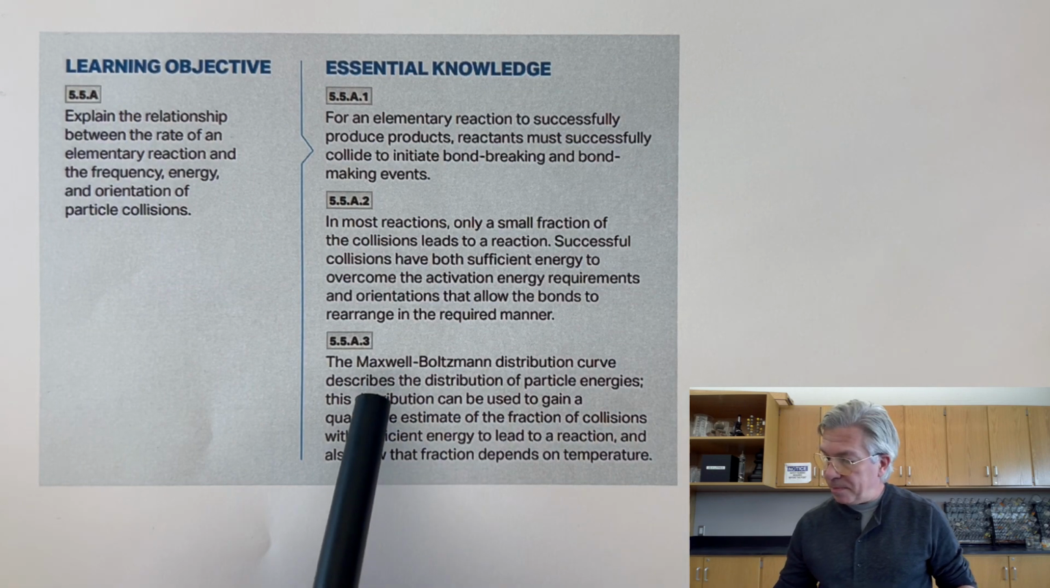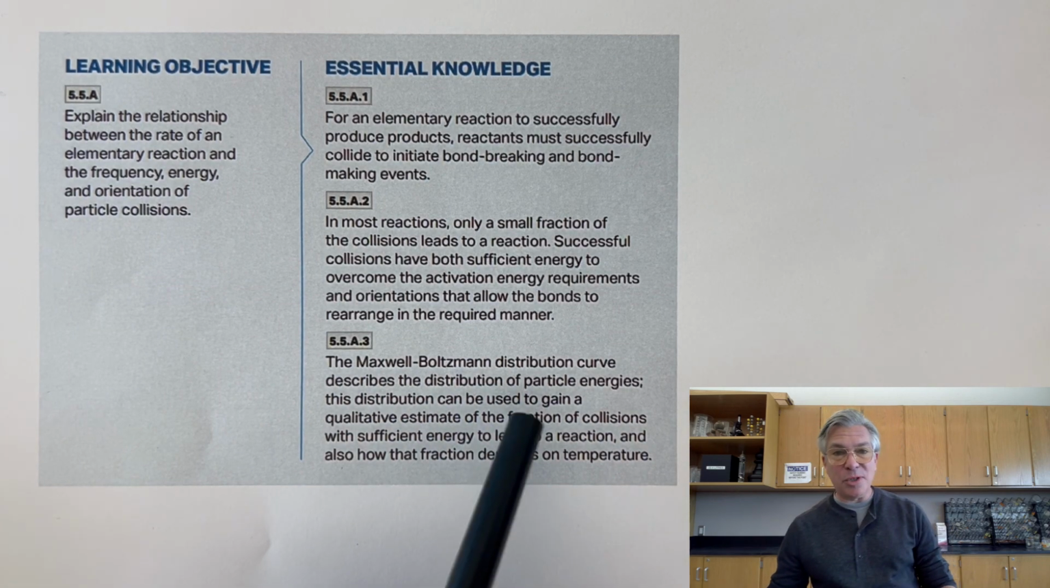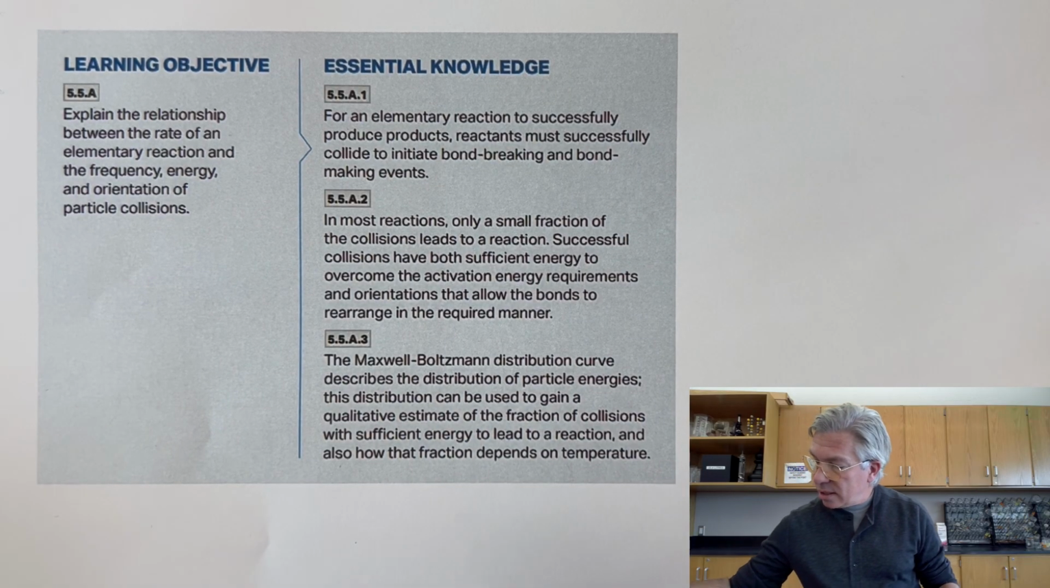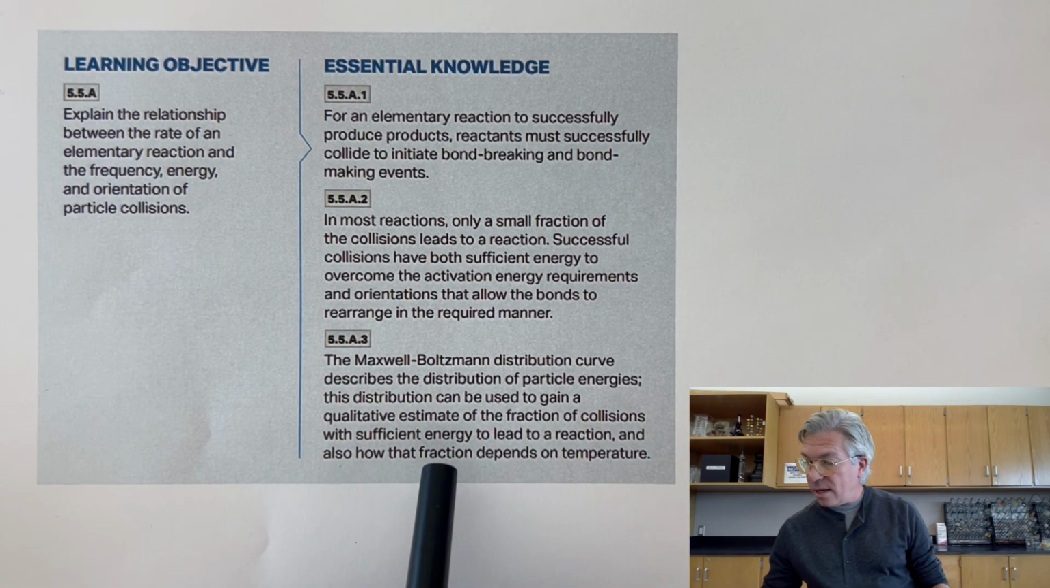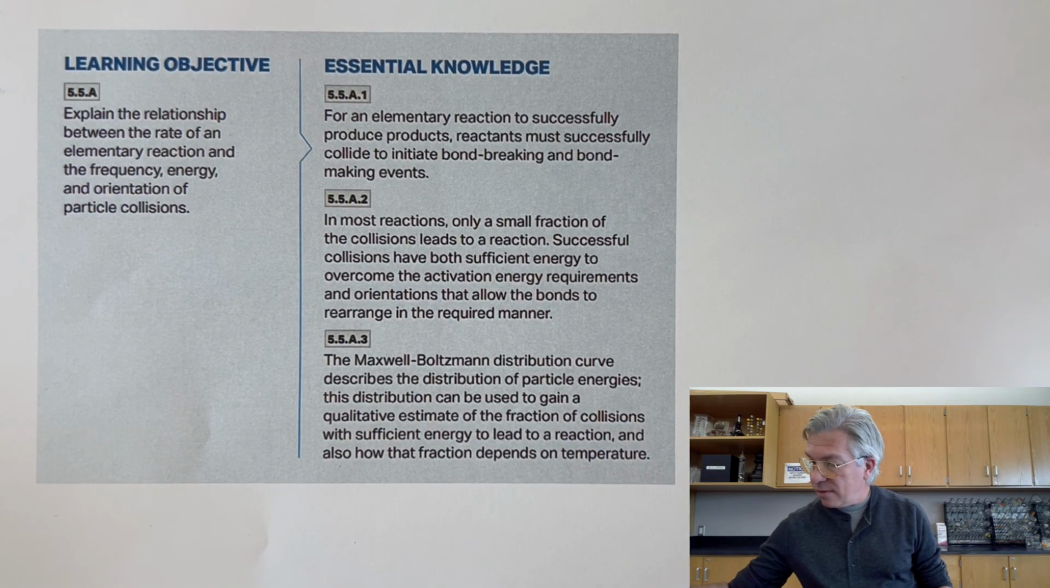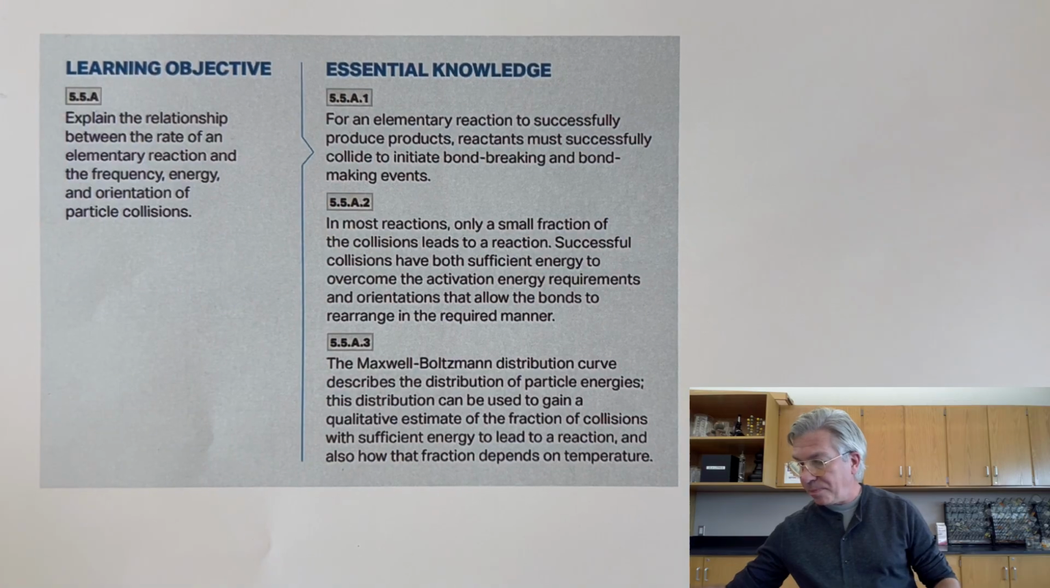Successful collisions have both sufficient energy to overcome the activation energy and orientations that allow the bonds to rearrange in the required manner. The Maxwell-Boltzmann distribution, here it is again, curve describes the distribution of particle energies. This distribution can be used to gain a qualitative estimate of the fraction of collisions with sufficient energy to lead to a reaction and how that fraction depends on temperature.